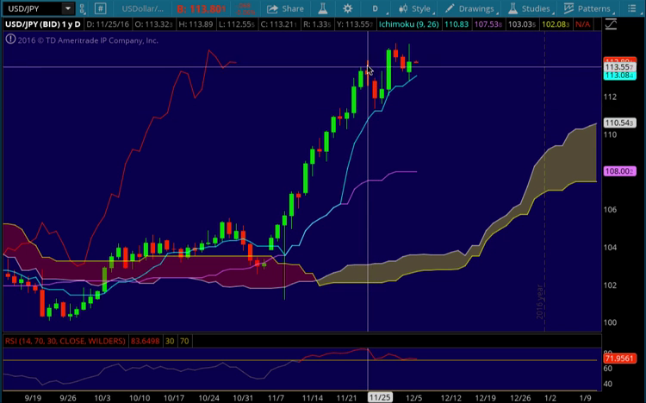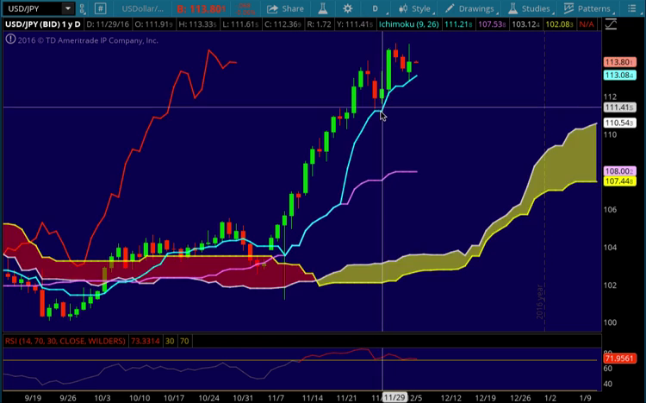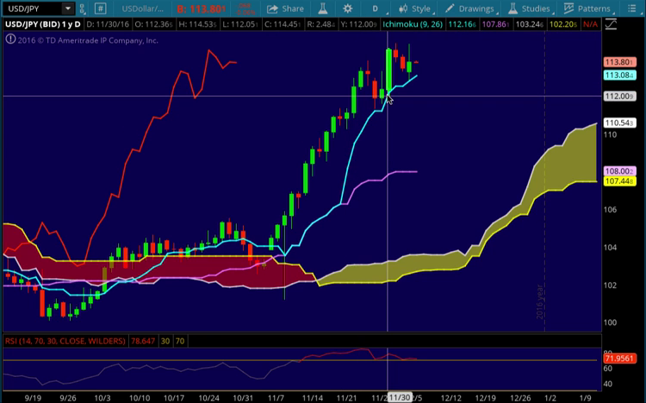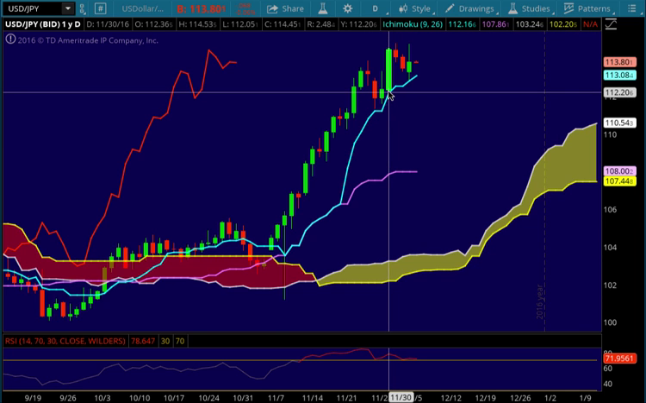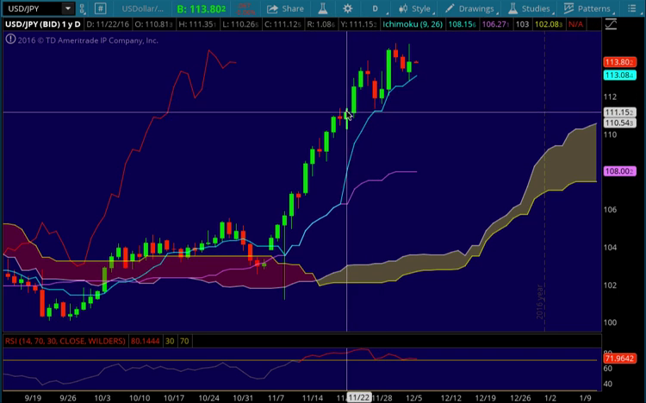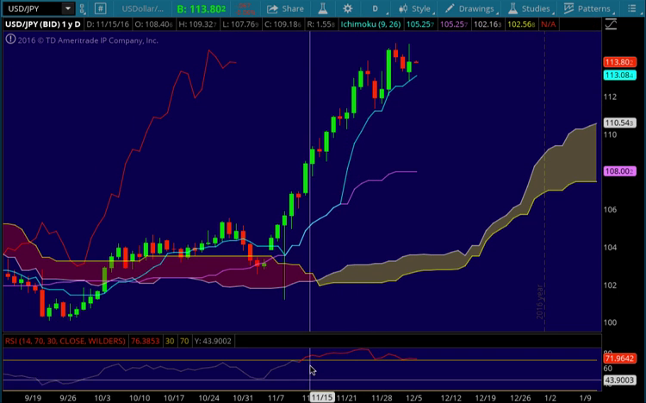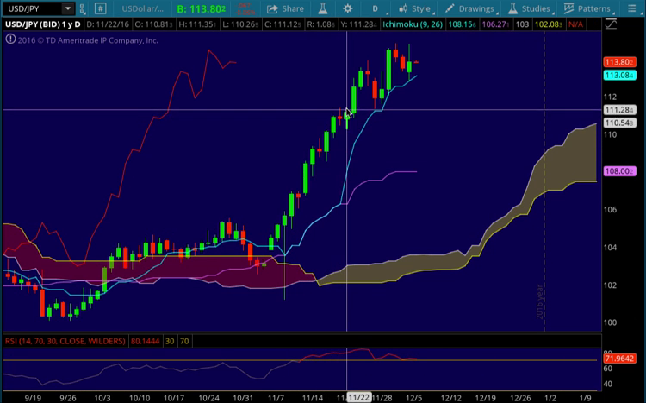The pullback, as long as it holds the Tenkan-sen, and oftentimes tags the Tenkan-sen, and then the Tenkan-sen oftentimes is pointing up, that is a good sign that we're going to have a breakout to new highs. And that's exactly what happened in this pattern. We came up, we got to an overbought condition. We actually got overbought way over here, but we were still significantly above the Tenkan-sen.